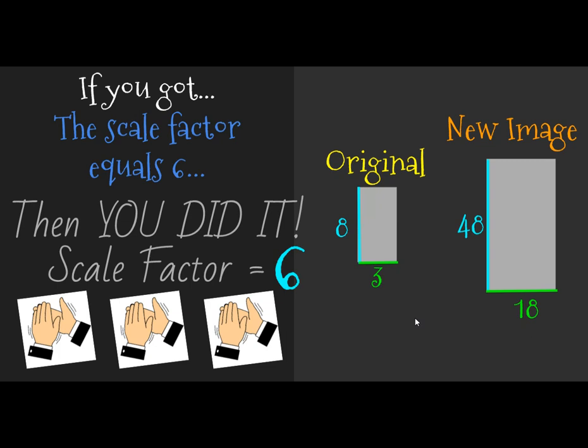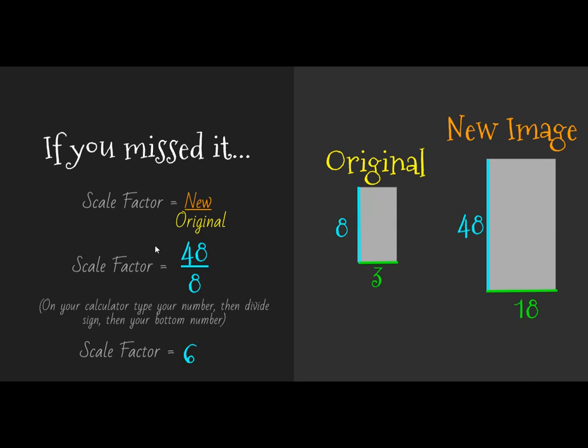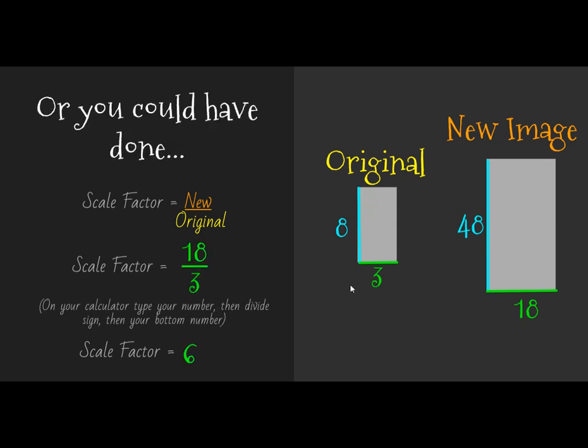Remember when we talked about what makes figures similar? Corresponding sides have the same scale factor. So these were 6, and these were 6. If you missed it, here it is for you again. Image divided by original. Either way would have worked. There's the short sides. Same answer.